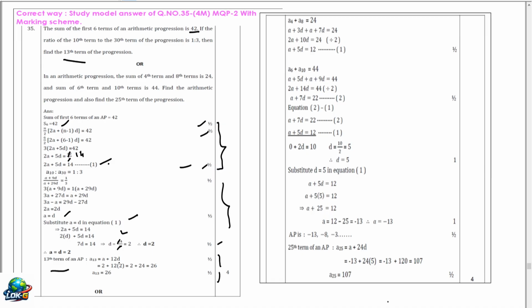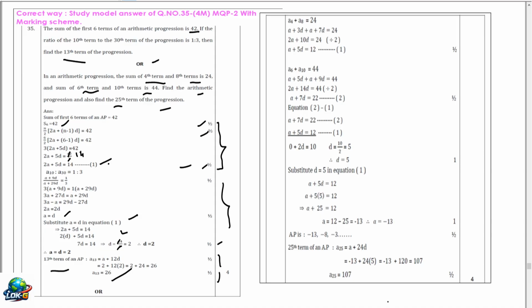A plus 12D. 12 into D is 2, 12 2s are 24. 24 plus 2 is 26. Therefore, the 13th term is 26. Any one choice will be there for this. In an arithmetic progression, the sum of the 4th term and the 8th term is 24, and the sum of the 6th term and 10th term is 44. Find the arithmetic progression, also find the 25th term.